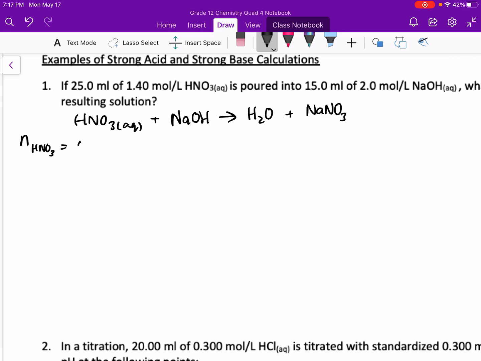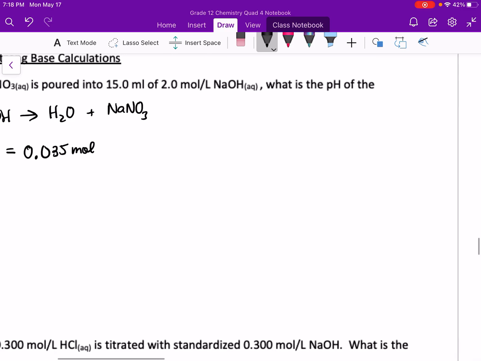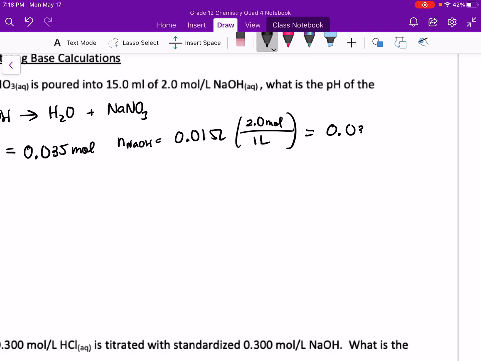I have 0.025 liters, and I'm going to multiply by 1.4 moles per 1 liter to give me 0.035 moles. For my base, I have 0.015 liters and a concentration of 2.0 mole per liter, giving me 0.030 mole.